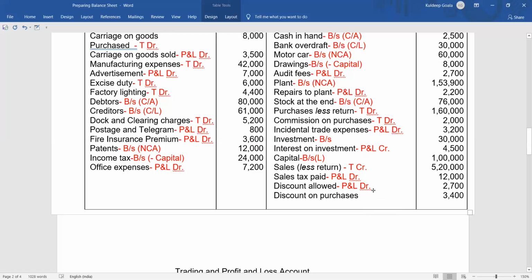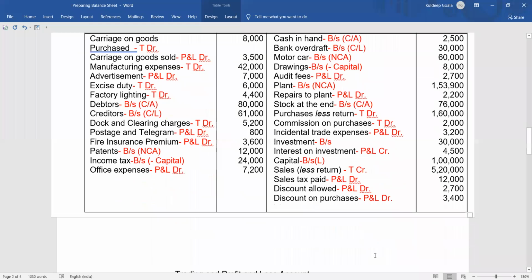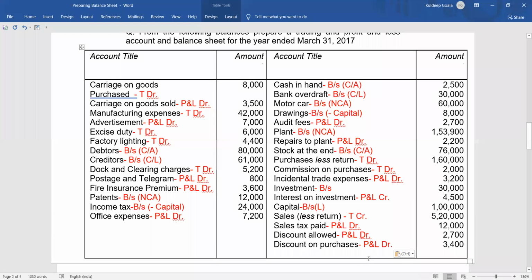Then discount on purchases. Discount on purchase will also come in the profit and loss debit side. Why will it come in the profit and loss debit side? Because it is not helping us in production. Although it is on purchases, it is not helping us directly. It is helping in the overall business. So that is why it will come in the profit and loss debit side.